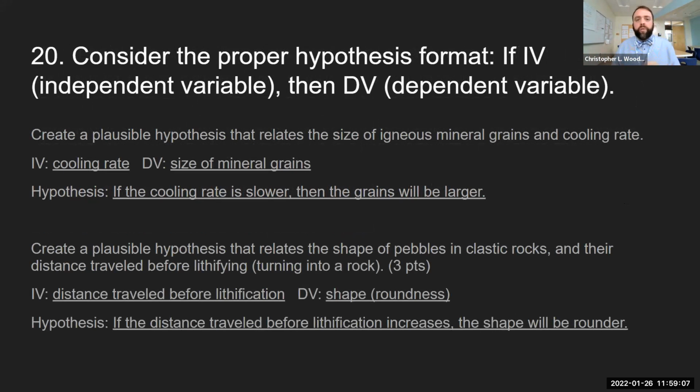And so you could phrase this one of two ways. It really didn't matter. If the cooling rate is slower, then the mineral grains will be larger. Or if the cooling rate is faster, then the mineral grains will be smaller.